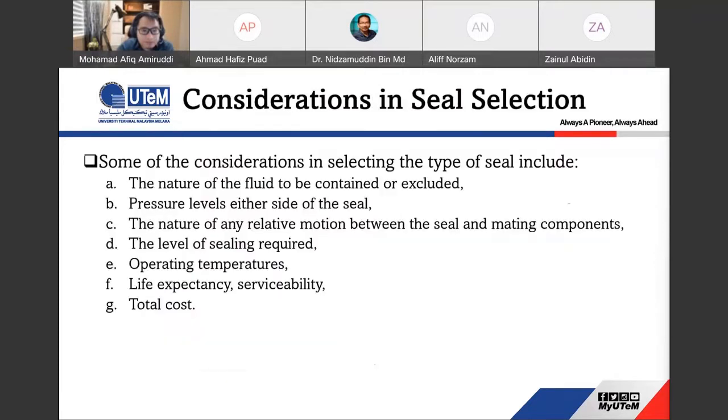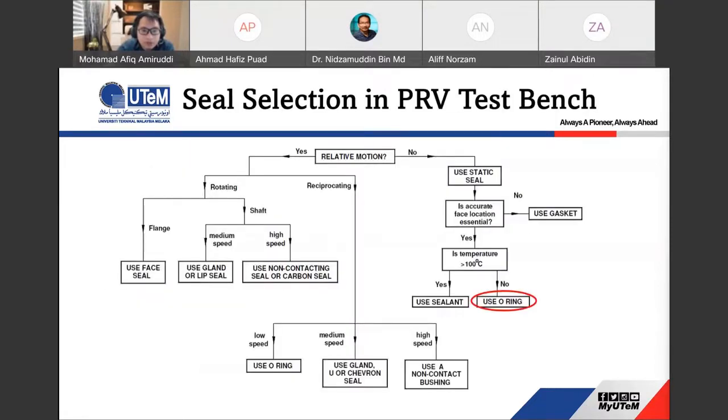For seal selection, some considerations in selecting the type of seal include the nature of the fluid, the pressure level on either side of the seal, the nature of any relative motion between the seal and mating components, the level of sealing required, operating temperature, life expectancy, and total cost. I think these are the considerations if you want to choose a seal. And if you want to choose a seal for a PRV test bench, you can refer to this flow chart.